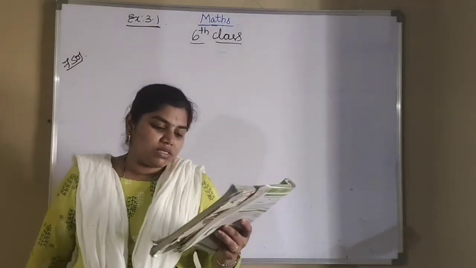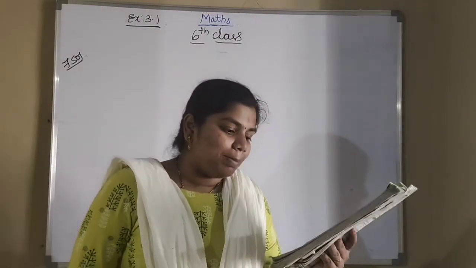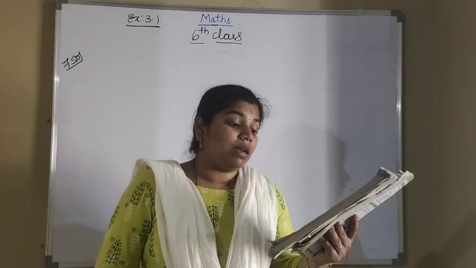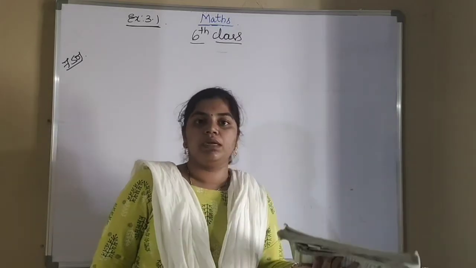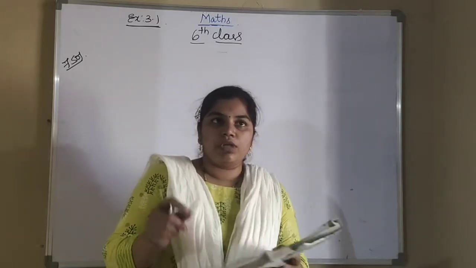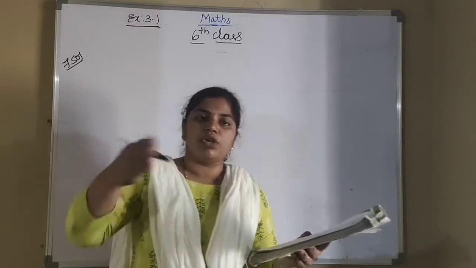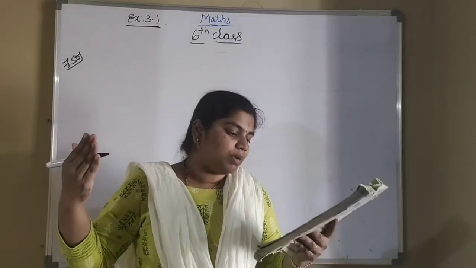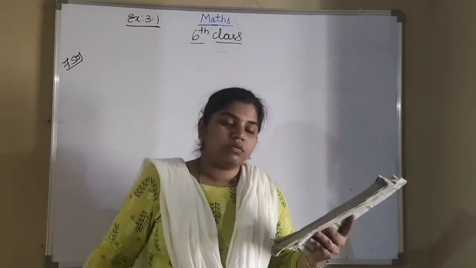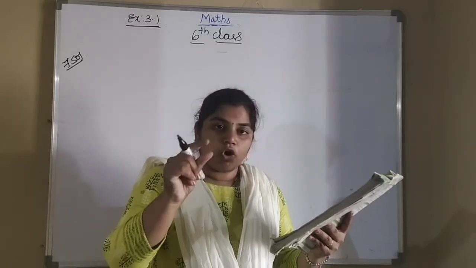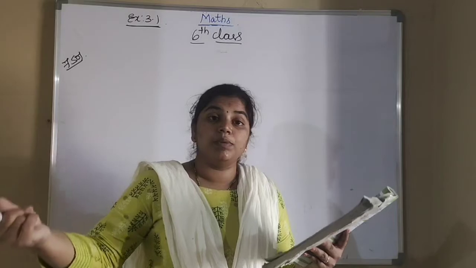Write the smallest digit and the greatest possible digit in the blank space of each of the following numbers so that the number formed is divisible by 3. So they have given some numbers with blanks. In that you have to fill the smallest digit and also the greatest possible digit. After forming a number, it should be divisible by 3.